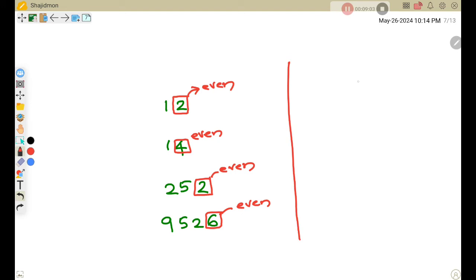Odd number, how do we identify it? For example, 13 is an odd number. Why is 13 an odd number? Because the last digit is an odd number. 3 is an odd number, correct? Same way, for example, 75 is an odd number because 5 is an odd number. So like this we identify even numbers and odd numbers.